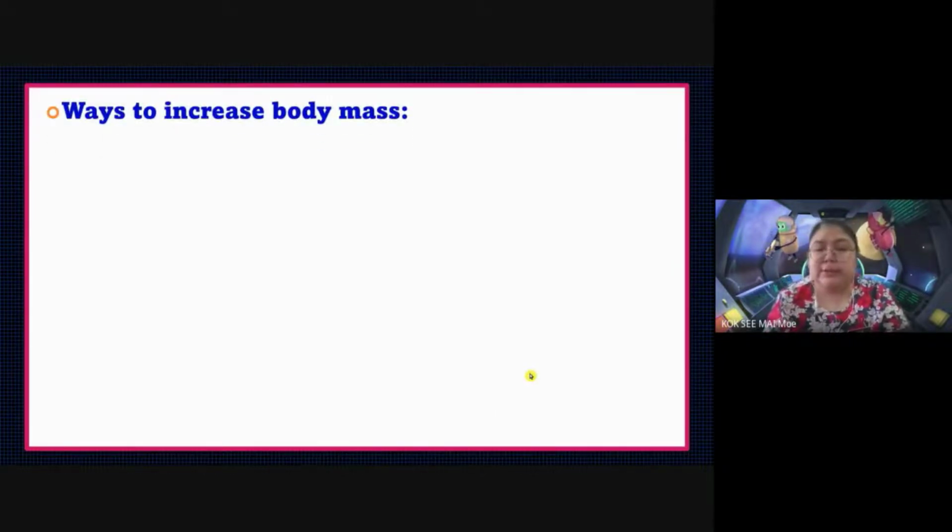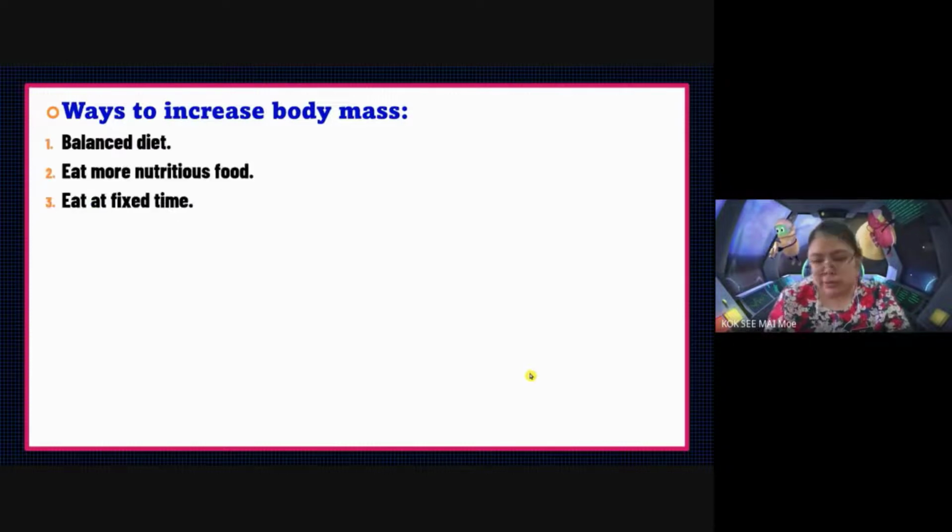So from here, how to increase the body mass. Diet is important, what you eat. Number 2, eat more nutritious food. Don't eat much rubbish food. What is rubbish food? Every time you go to buy, they want chocolate, ice cream. That one is rubbish food.